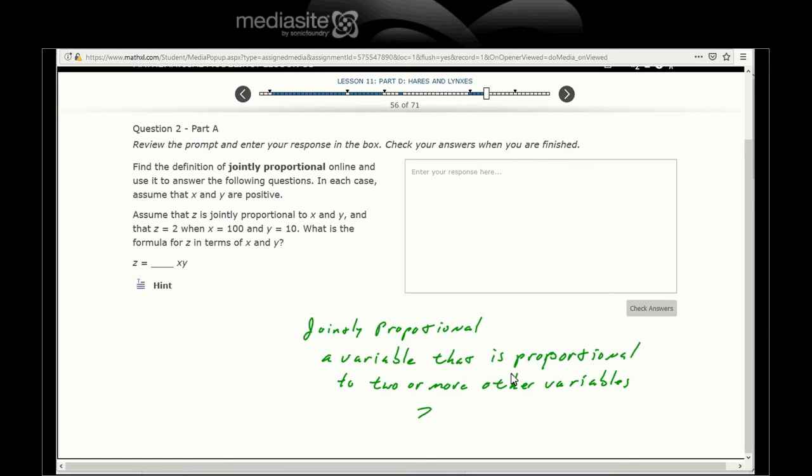Basically z, in this case, equals k x y, and you could have z equals k a b c. It could be more than two, though typically it's two. So we have what we call a proportionality constant.